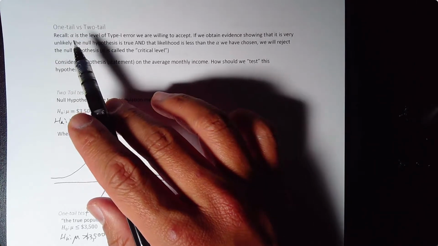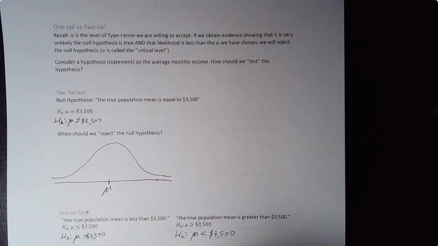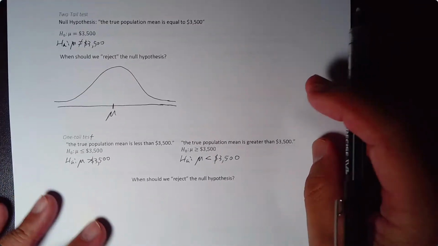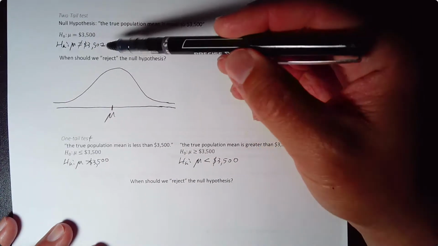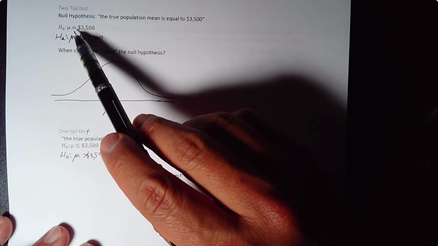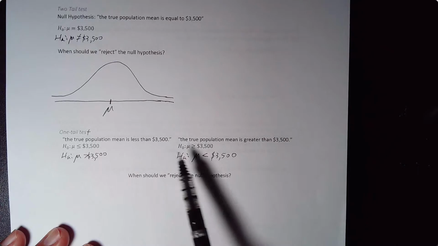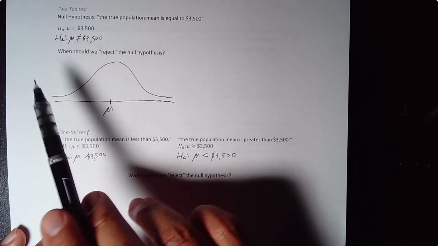Now, alpha is going to determine our critical value. How does alpha determine the critical value? Well, that depends on the type of hypothesis test. We have two types. We have a two-tailed test, which is illustrated here by the equal sign, and then we have a one-tailed test, which is the inequality. So first let's talk about the two-tailed test.